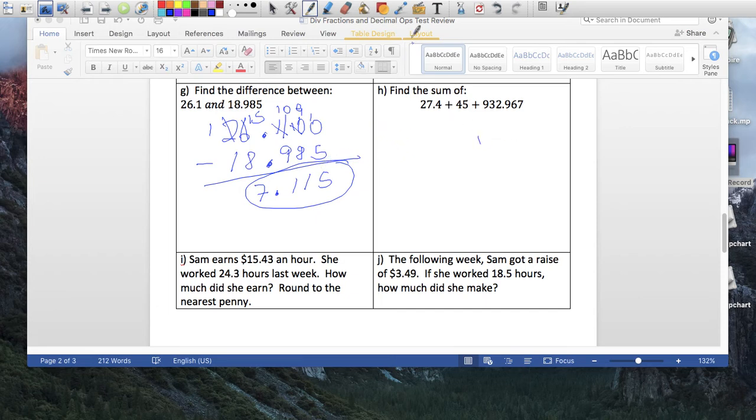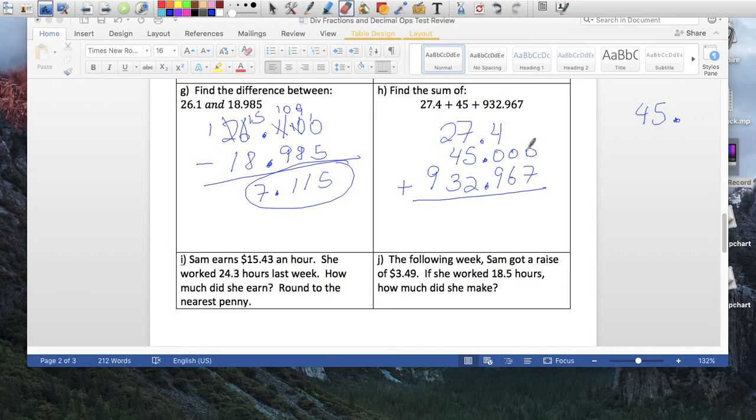Find the sum. So today I did see some mistakes here. Make sure you line up your decimals. 27.4. 45 doesn't have a decimal, so you know it's at the end. It just looks like that. So it's 45. And we can add a 0. And the other one, let's put the decimal first, and we'll start 9. The 2 goes there, the 3 goes there, the 9 goes here, and 967. That's how it should look.